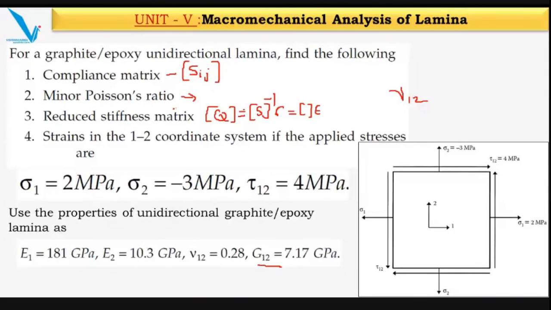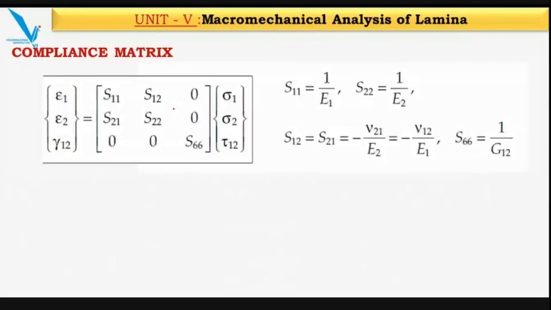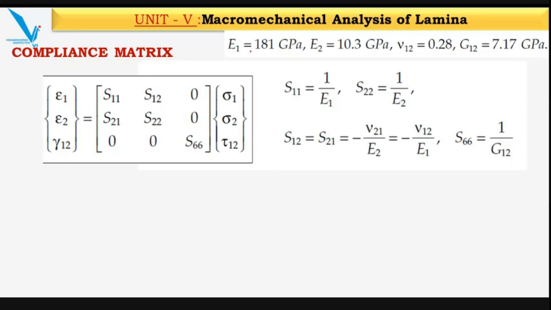Now coming one by one, the compliance matrix we will first find out. We know this compliance matrix, and we know all these coefficients S11, S22. All these values E1, E2 are given, so you can find out accordingly. S11 is equal to this one, the reciprocal of E1. So you will get this unit. Just see the unit. Unit is important because this is in GPa, or here they are mentioning Pascal. It is okay, you stick to GPa or MPa.